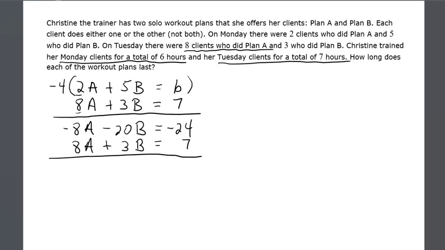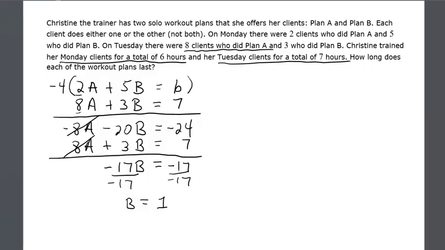And again, it did just as I planned. It eliminated the variable a. Negative 20 plus 3 gives me negative 17b, and negative 24 plus 7 is negative 17. So I divide both sides by negative 17. So b would equal 1. So it takes Plan B 1 hour to complete.